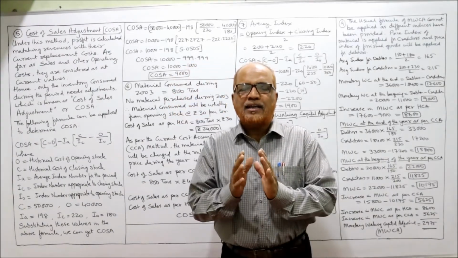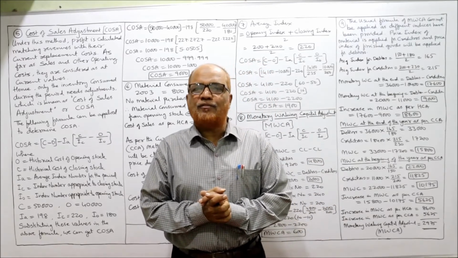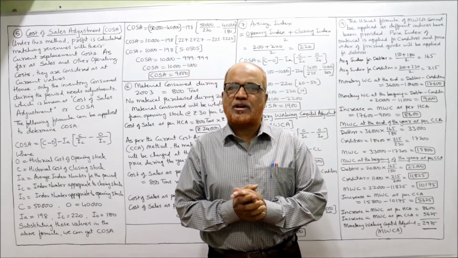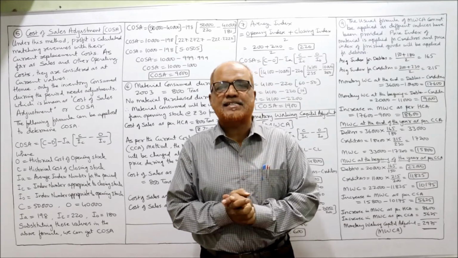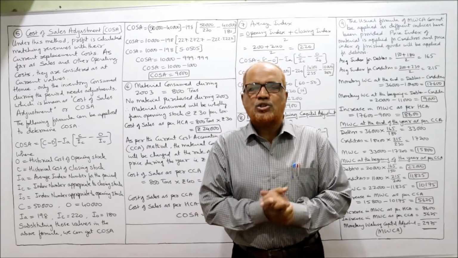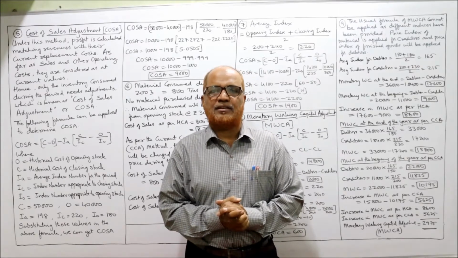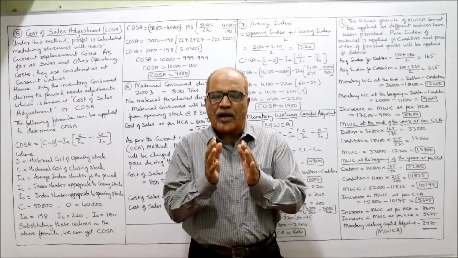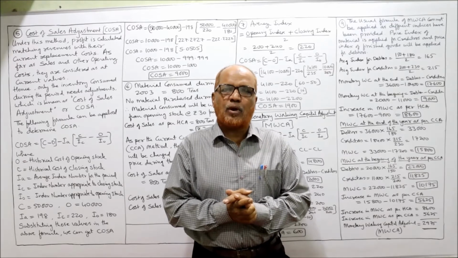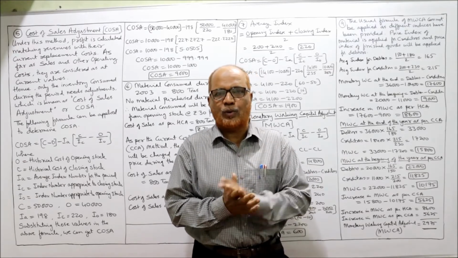So now I am continuing the problems on accounting for price level changes, Current Cost Accounting, CCA method. Till the last video I have completed 4 problems on CCA method. So now I am going to continue in this video the remaining problems from the 5th problem onwards.